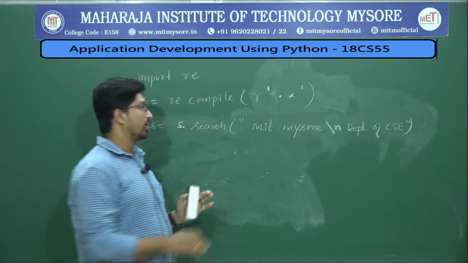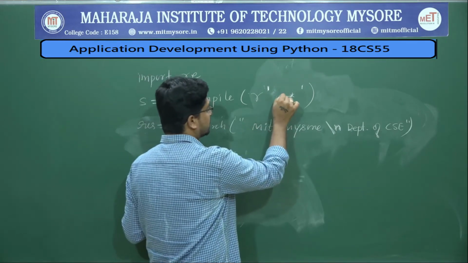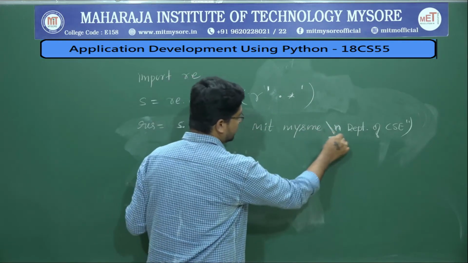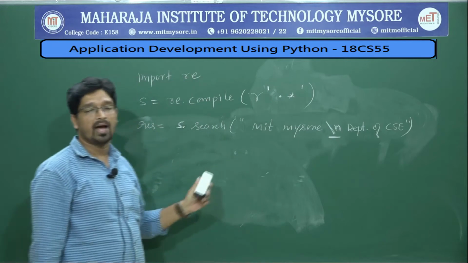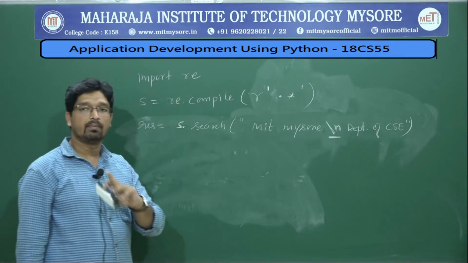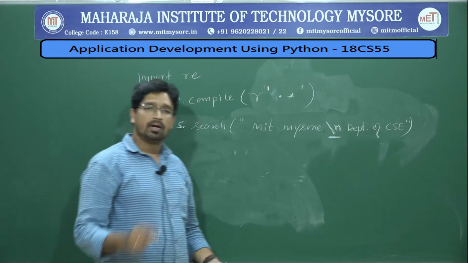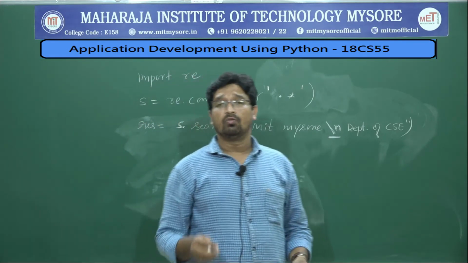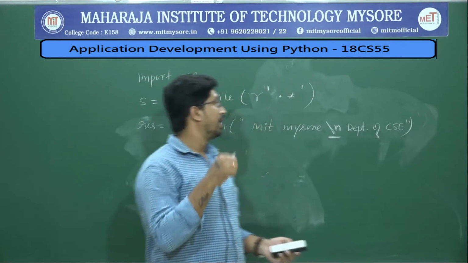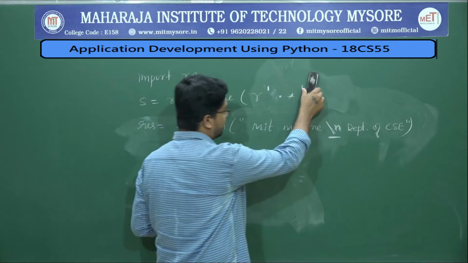Okay, here dot star means it will match all the characters except newline, because here we have a newline character, it will not match the newline character. Your output will be MIT Mysore. Only MIT Mysore gets matched. But still, how can you match the newline character using dot star? For that we have one more parameter.